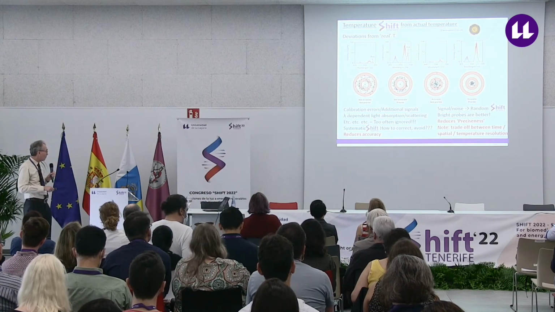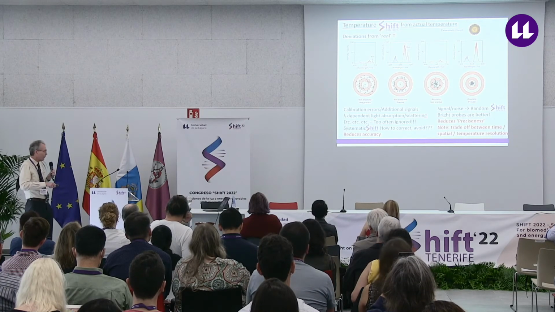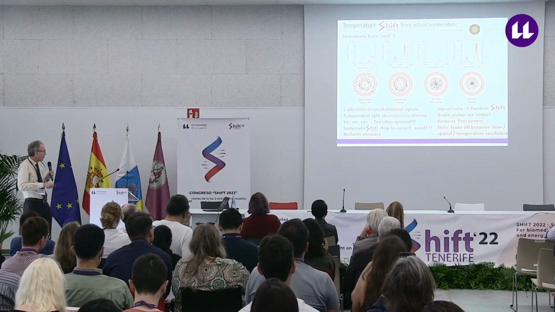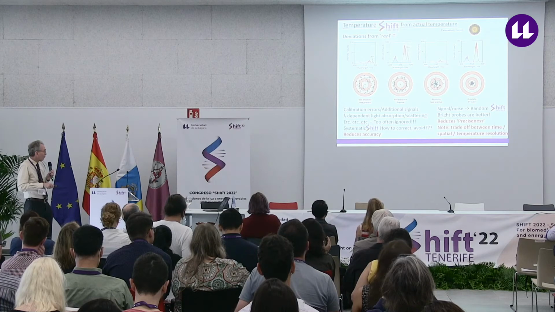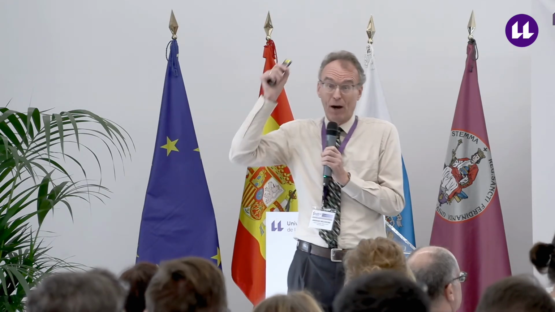And yeah, how to correct or avoid those systematic errors. I will give a little bit of information on how we've done it for some systems, but this reduced the accuracy. And of course, noise reduces the preciseness. You also have to realize that there's a trade-off between time resolution, spatial resolution, and temperature resolution. For good temperature resolution, you want a very high signal, a good signal-to-noise ratio, but that may mean you have to measure longer or measure over a larger area.